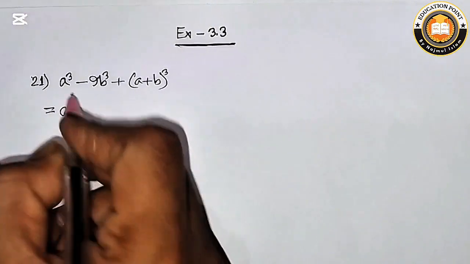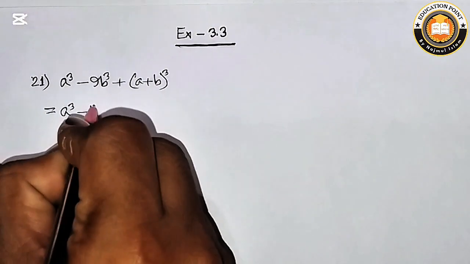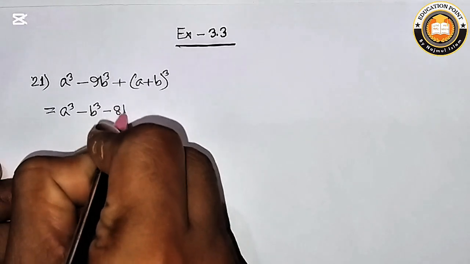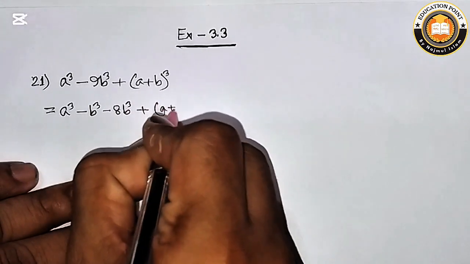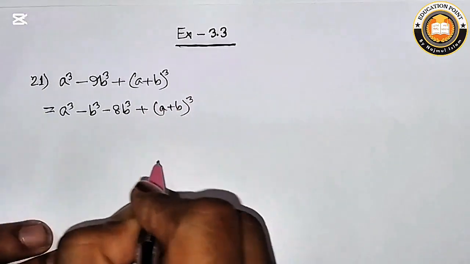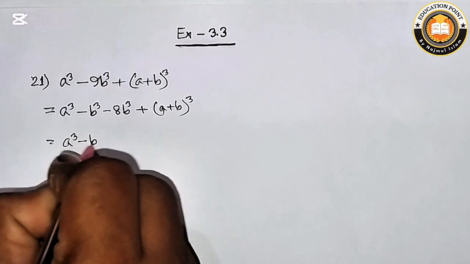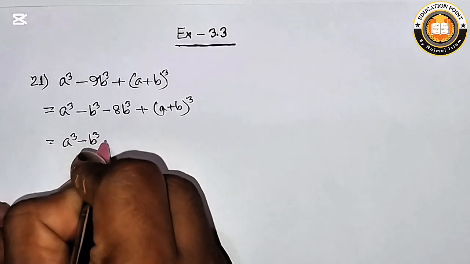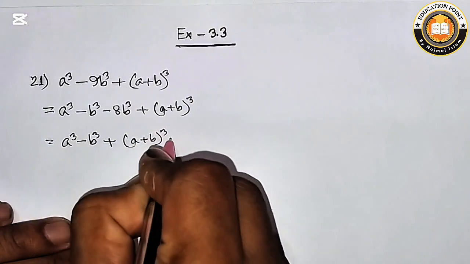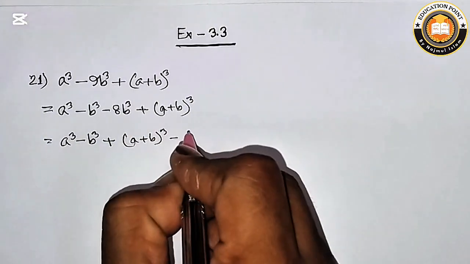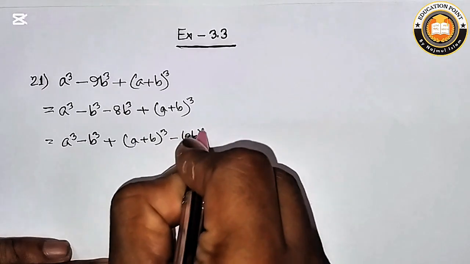a cube minus 9b cube modify as a cube minus b cube minus 8b cube, plus (a plus b) whole cube. a cube minus b cube plus (a plus b) whole cube minus 8b cube, modify as (2b) whole cube.